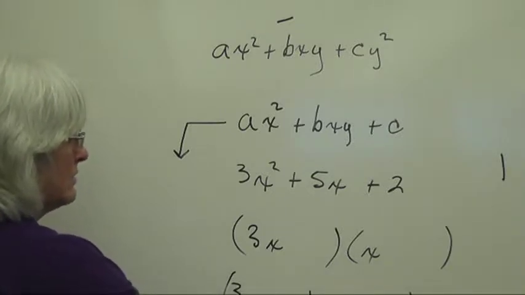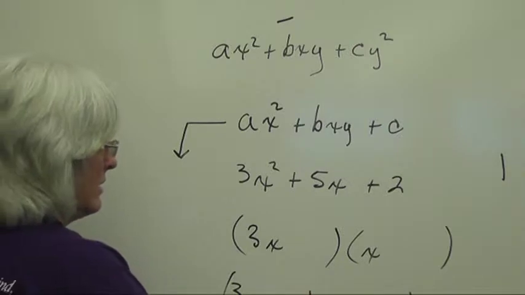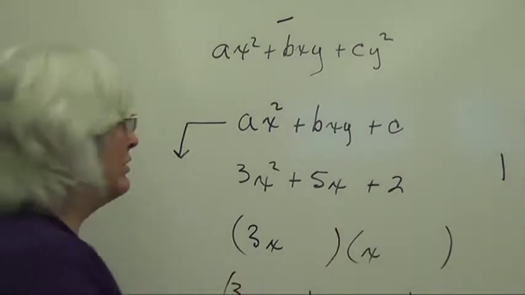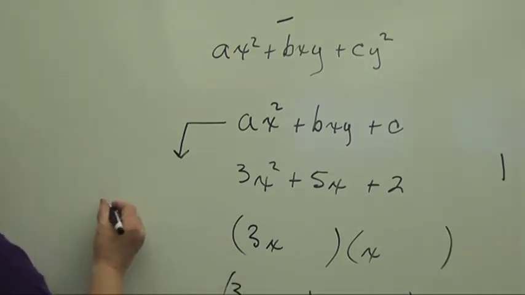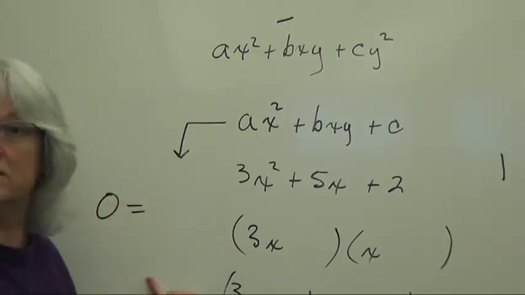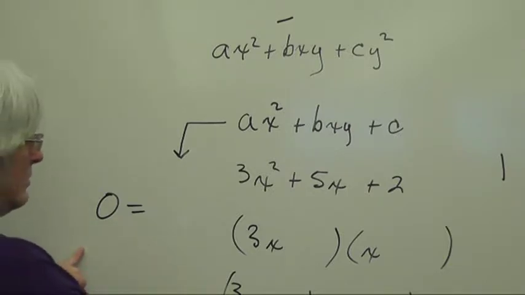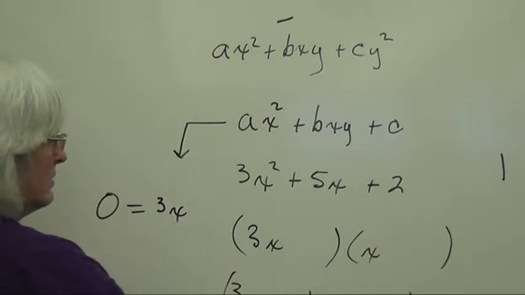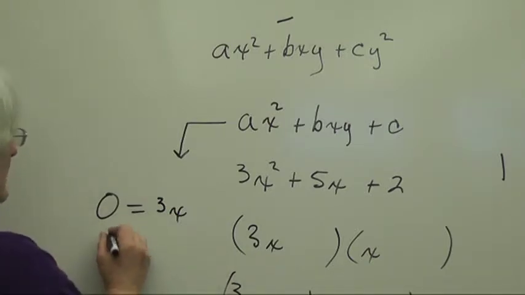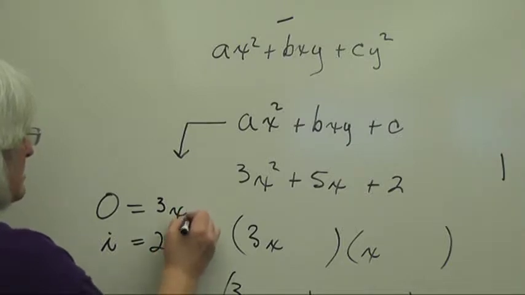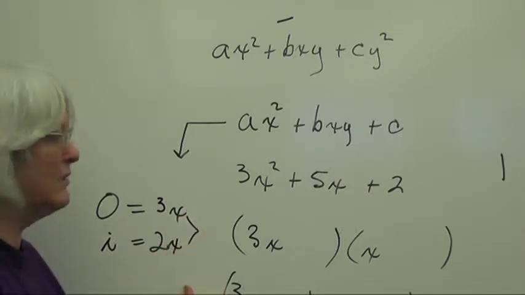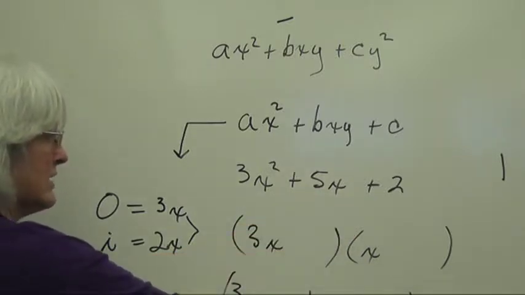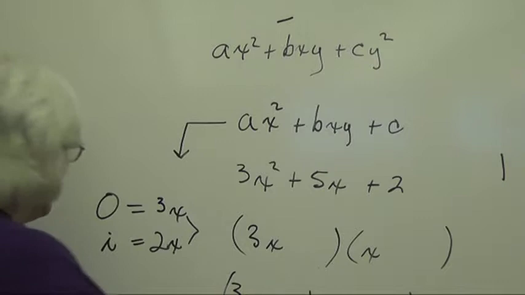The first product is 3x squared. The last product, of course, is 2. And then what we did was we found the sum of the outer and the inner products. So the outer product is equal to 3x times 1. And the inner product is 2 times x, which was 2x. And when you summed them together, you got the 5x that we were looking for. So this pair of factors here was actually the solution.